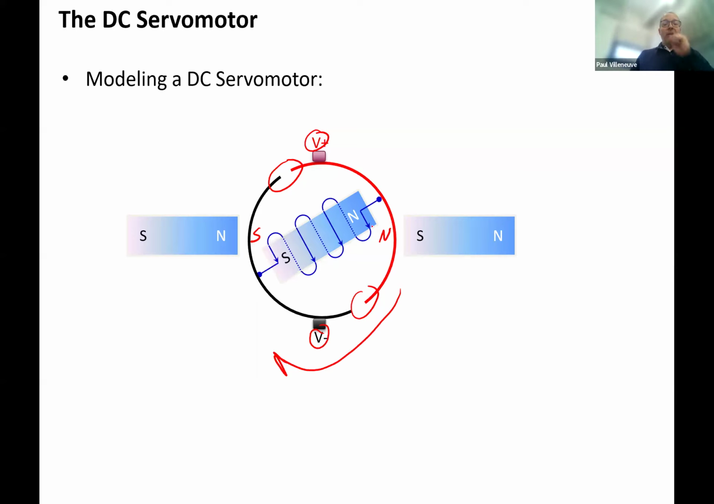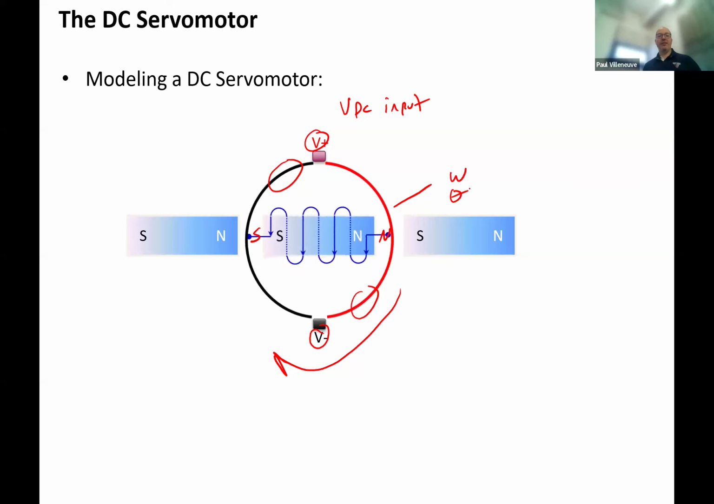So to model this, we apply an input voltage, VDC, that's our input. And our output is either omega or theta of the rotating motor. Let's look at rotation.